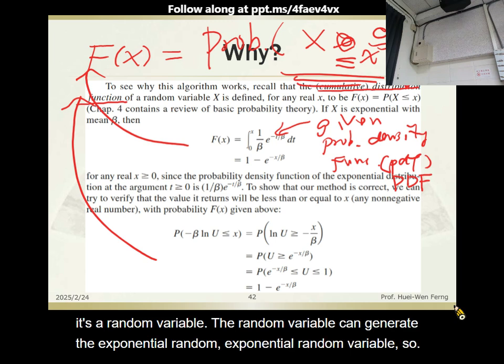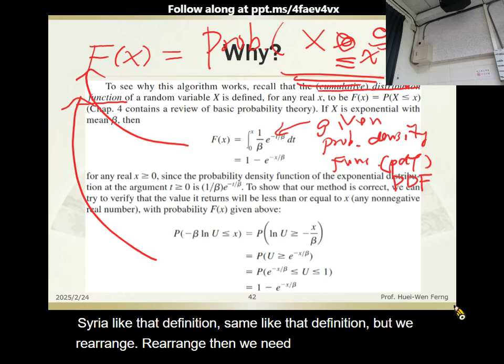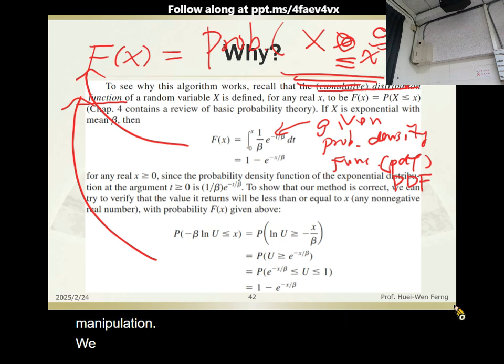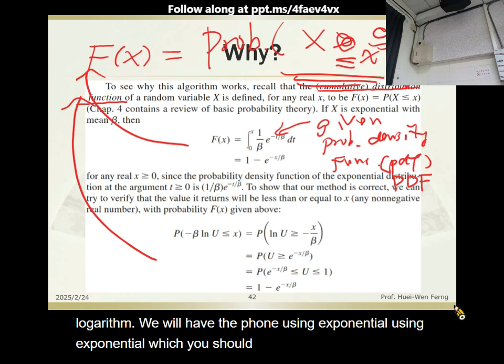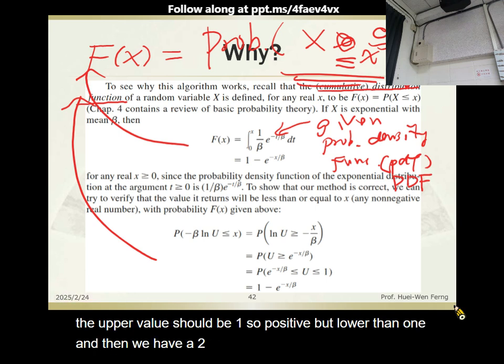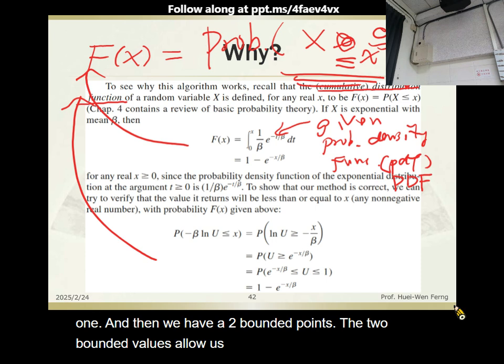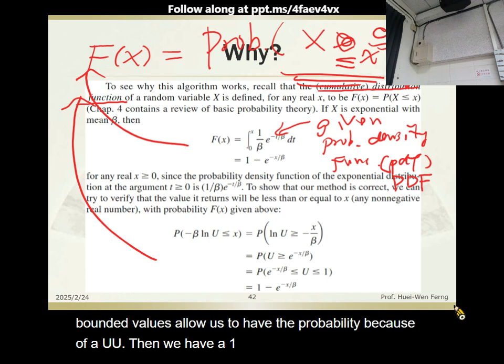So the CDF, like that definition, same as that definition, but we rearrange. Then we need to have the manipulation. We just try to rearrange it. Logarithm, so we remove the logarithm, and we will have the form using exponential. Using exponential, you should understand uniform. The upper value should be 1, so positive, but lower than 1. And then we have 2 bounded points. The 2 bounded values allow us to have the probability because of a uniform. Uniform, then we have 1 minus this. And this is a way to have the derivation.